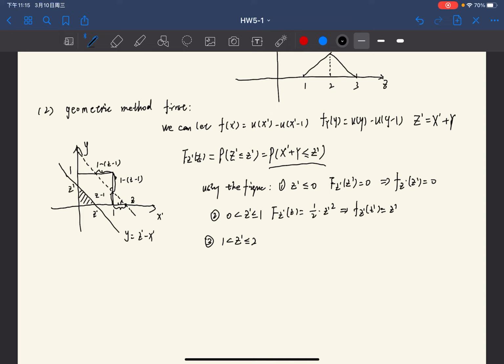And because in this circumstance the probability is equal to the shaded area, the unshaded area should be 1 minus (z prime minus 1) to the power of 2, multiplied by 1 divided by 2, and the result is minus 1 divided by 2 multiplied by z prime to the power of 2 plus 2 z prime minus 1. And we can calculate the probability density function of z prime, which should equal minus z prime plus 2.